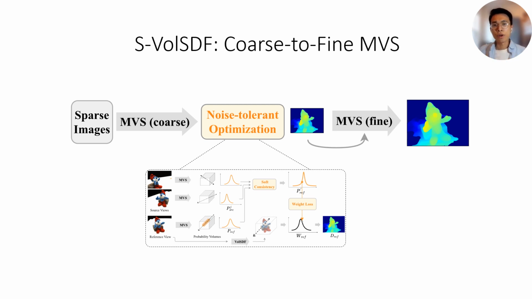Our method is a VolSDF module that can be plugged into any cost-volume MVS model. This module adds a noise-tolerant optimization step to improve the coarse MVS depth map. And this improved depth map guides the fine stage MVS.